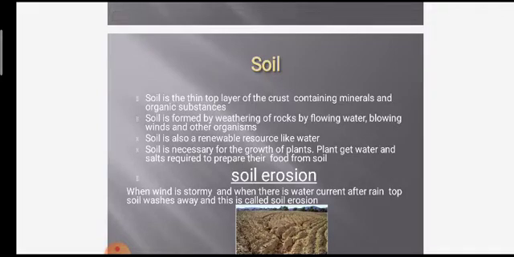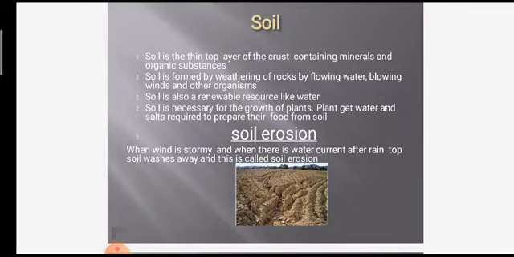How is this soil formed? When water flows over the rocks, it breaks the rock and soil is formed. Then the blowing wind takes the soil and dumps it into another place, and soil is formed there. Soil is also a renewable resource, like water. We can use it as a renewable resource.